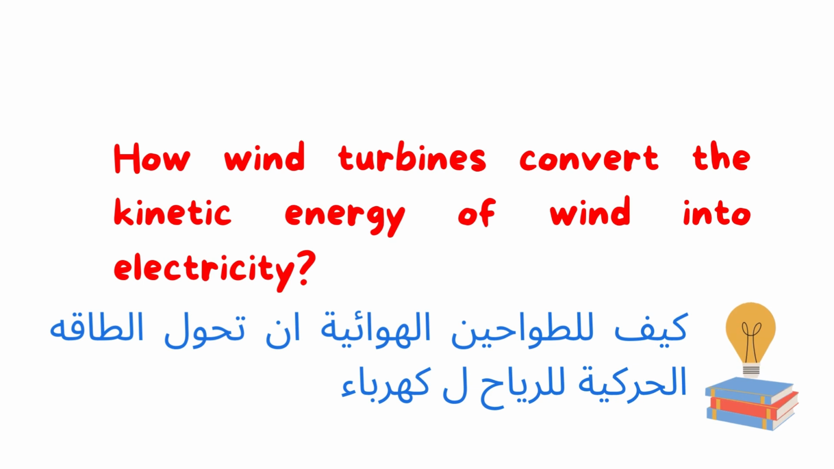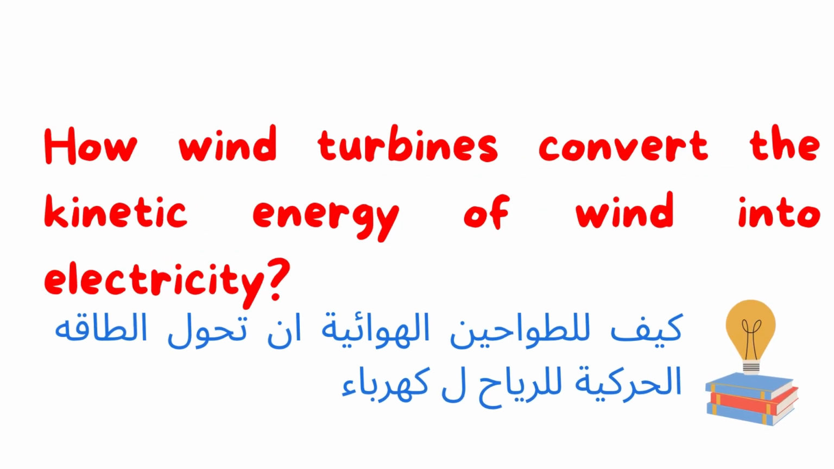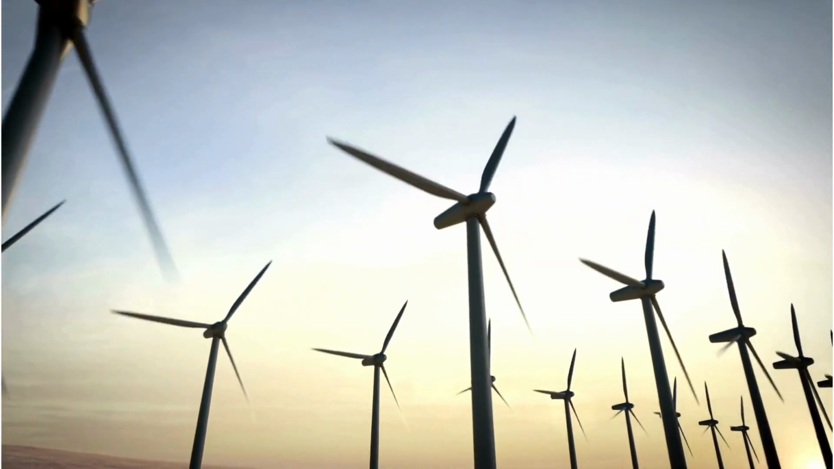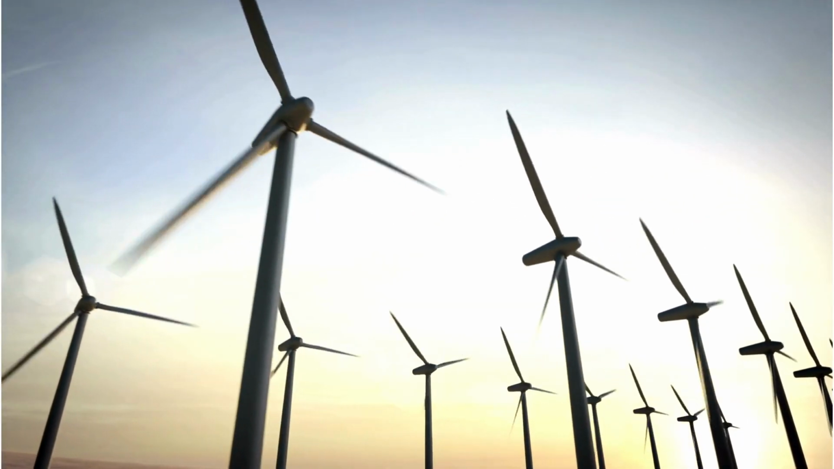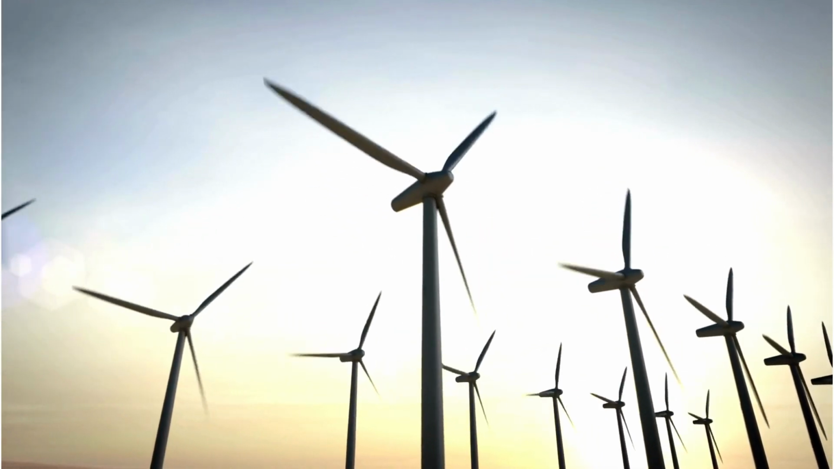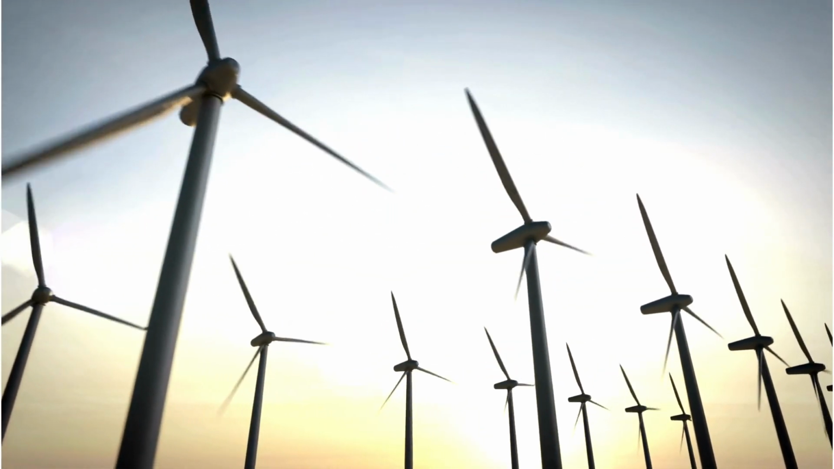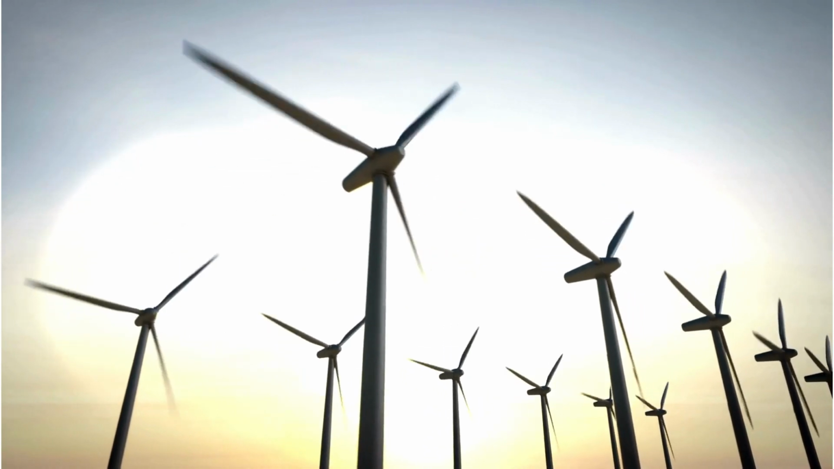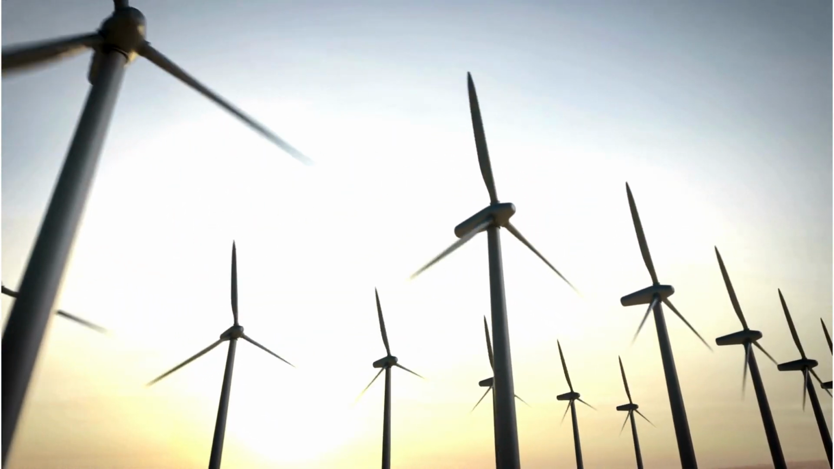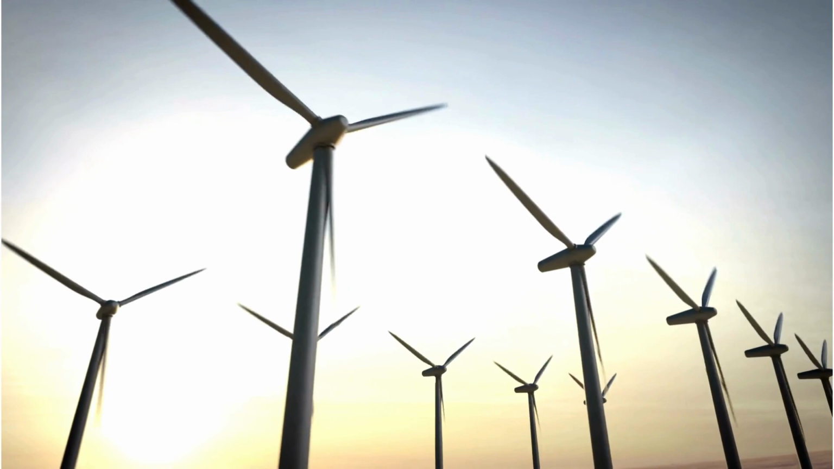In this activity, we want to know how wind turbines convert the kinetic energy of wind into electricity. Okay, so how do the wind turbines convert the kinetic energy of wind into electricity? As we see here, the wind movement causes what? Yes, the blades of the wind turbines to rotate. What is the meaning of rotate? To move in circles, okay? To rotate, to spin, okay?